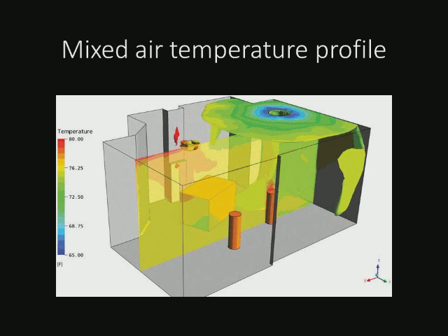Here we have a temperature profile in the same room, and you can see because of the high velocity coming out of the top and then the return air also being from the top, we've mixed the entire air contents so that from floor to ceiling, the air is roughly 74 degrees or so. It's the same temperature throughout.